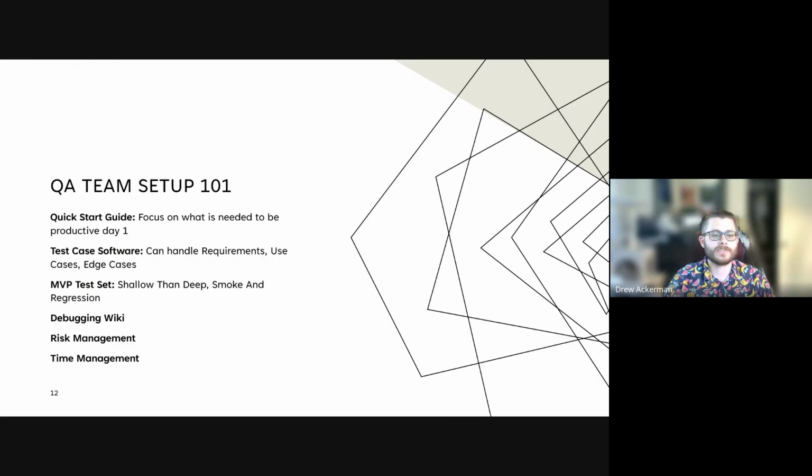One of the first things would be to have a quick start guide, which is really important. This idea that it contains everything that someone would need to be productive on day one. And this can be both for QA and for dev. Devs usually do have some sort of quick start guide. They say, you need to download this software, you need to get this access, you need to do this and that, and you're good to go.